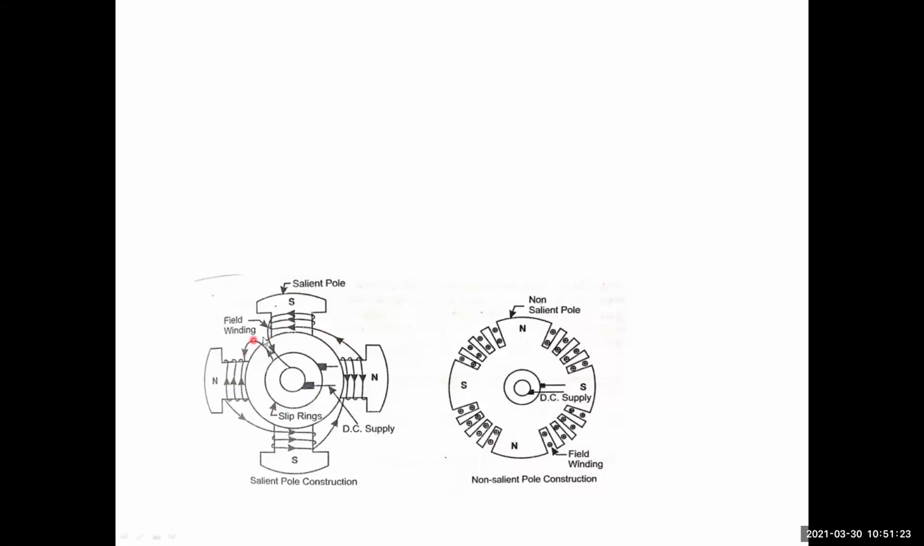This is called the salient pole. This is called the field winding. The field winding is excited by the DC supply, and this is called the north pole and north pole, and this is called the south pole. This is called the salient pole rotor.